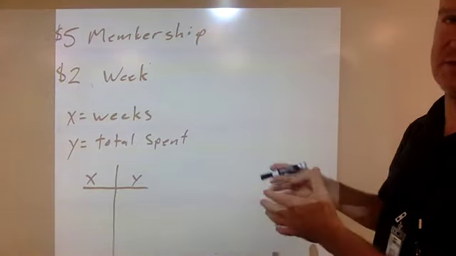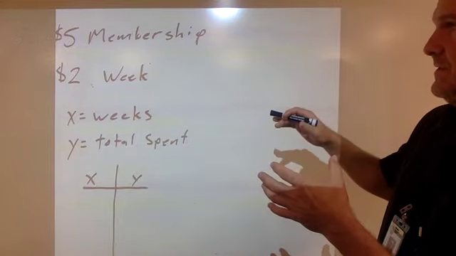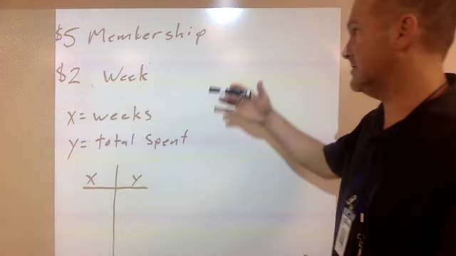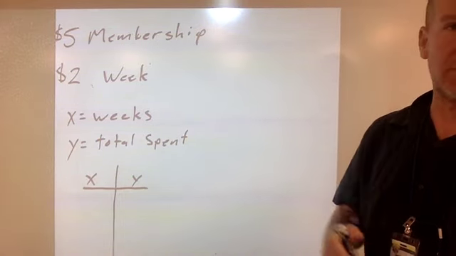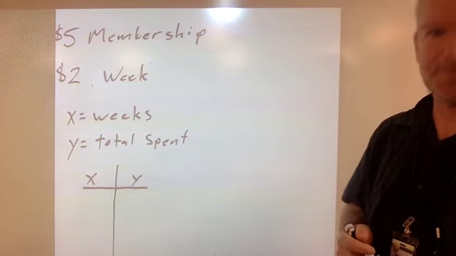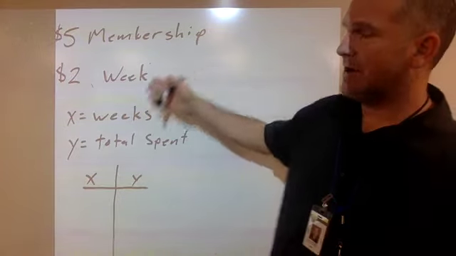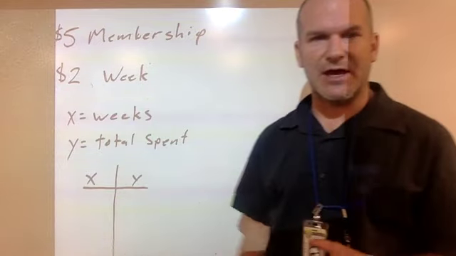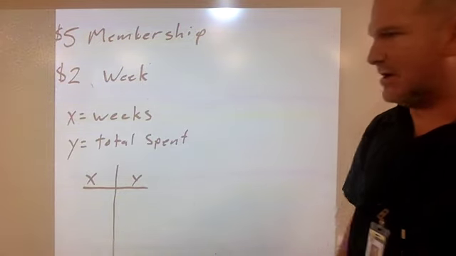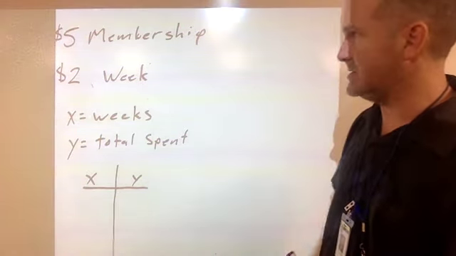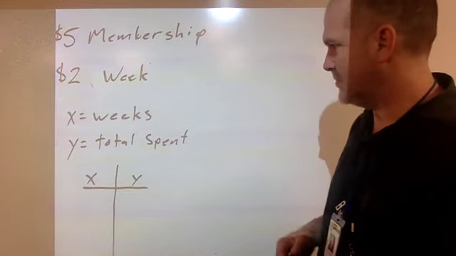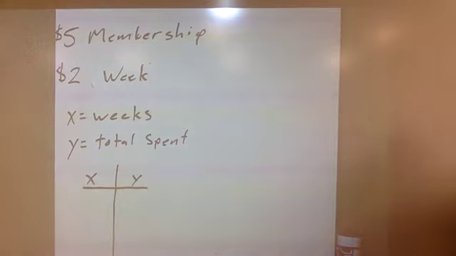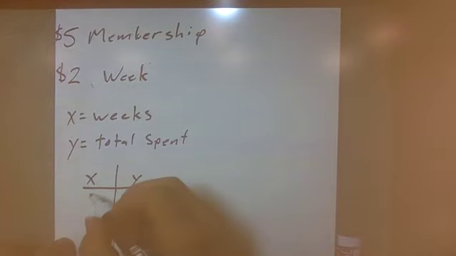So here's a story of, say, a gym or something that costs $5 to join, a $5 membership, a one-time fee of $5, and then $2 per week. And we're going to set up a little table here to calculate how much this is going to cost you depending on how many weeks you go to this gym. So X is going to be equal to weeks. So let's just start with 0 weeks. So you don't go to the gym at all.